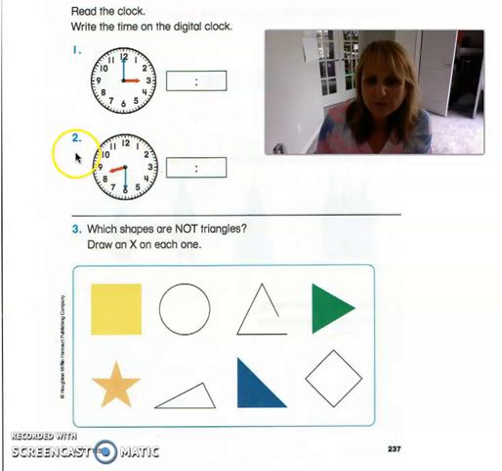Number 2, do the same thing. Look at the analog clock, figure out what time it is. Remember, this is the hour hand. Your hour is going to be the number that it has just passed. All right? Write the time in the digital clock. And if you need to pause the video, you can.